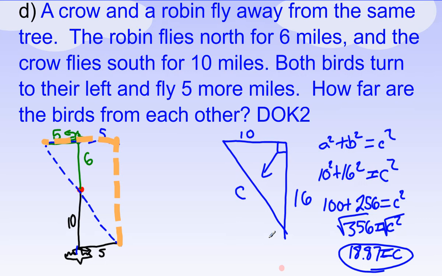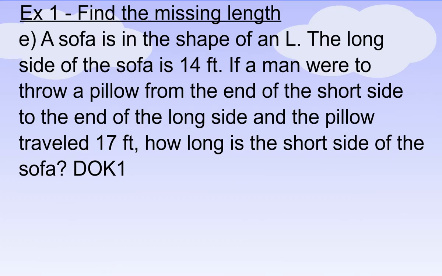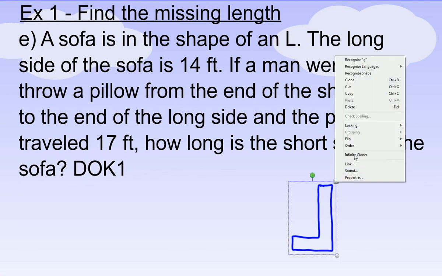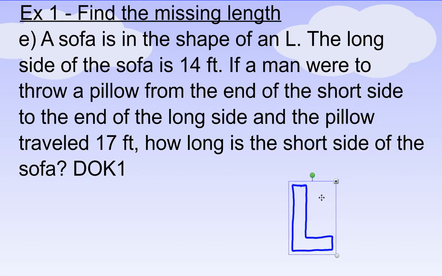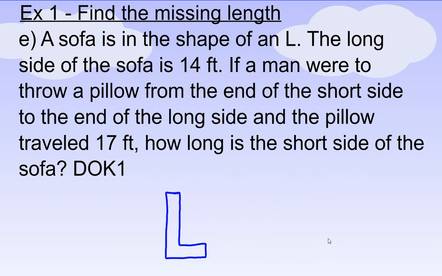Draw a right triangle that represents the problem. This is where you have to be a little bit creative in your math. We're on letter E. It says a sofa is in the shape of an L. Okay, so already in my head, I'm imagining a picture. Maybe like that, or for using an L, maybe I'll just flip it horizontally. There you go. Sofa's in the shape of an L.